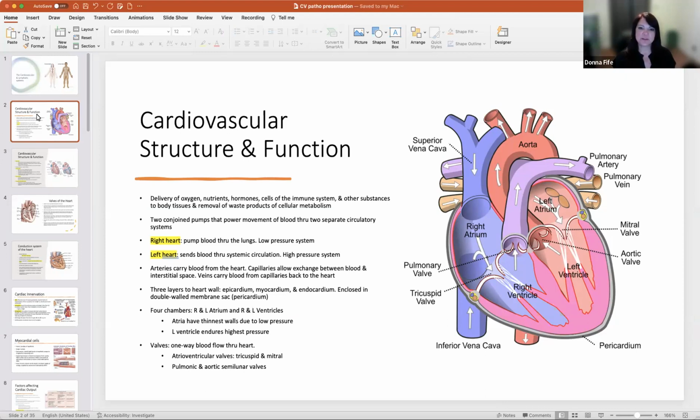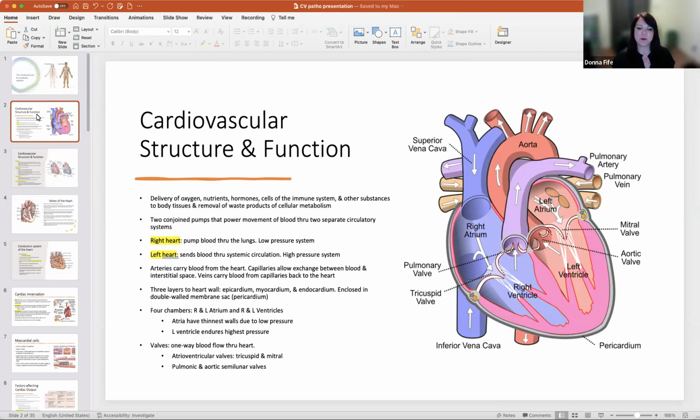There are three layers to the heart wall: the epicardium, myocardium, and endocardium, and it's enclosed in a double-walled membrane sac called a pericardium. Four chambers in the heart. We have right and left atrium and right and left ventricles.